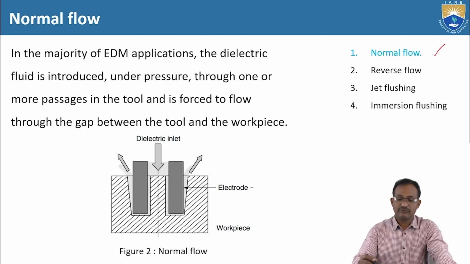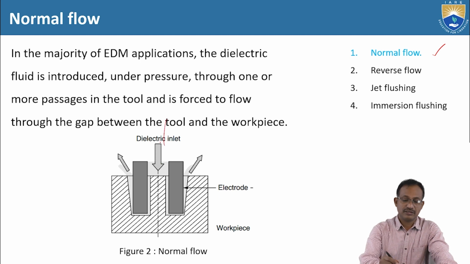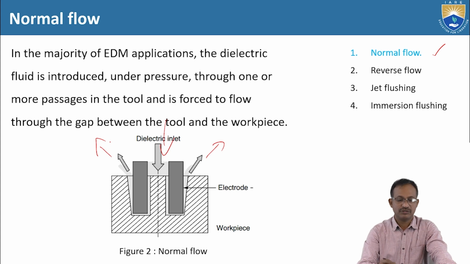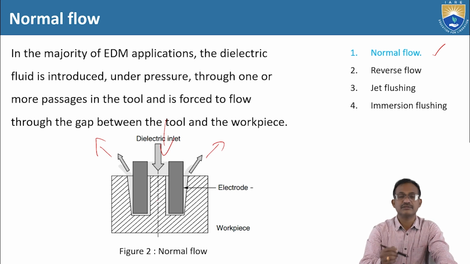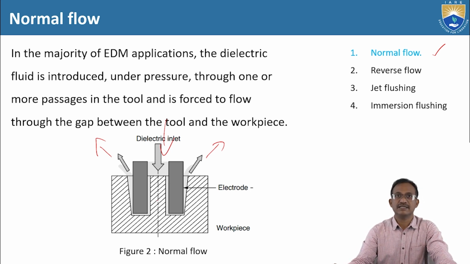There are 4 important flushing methods. First one is normal flow, then reverse flow, jet flushing, and immersion flushing. In normal flow, what is happening? Because of the pressure of the dielectric fluid in this direction, the dielectric fluid will come out through the gap between the tool and the workpiece, exactly opposite to the direction of the dielectric inlet. That is about the normal flow.